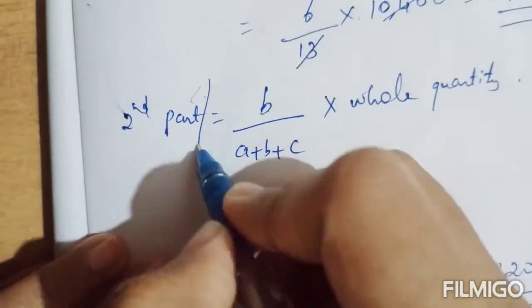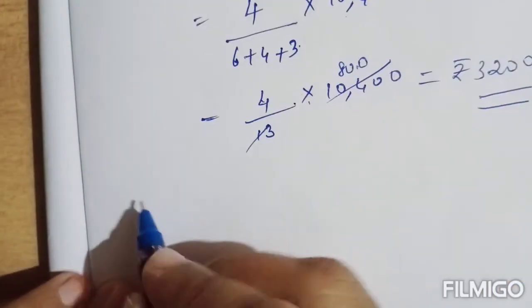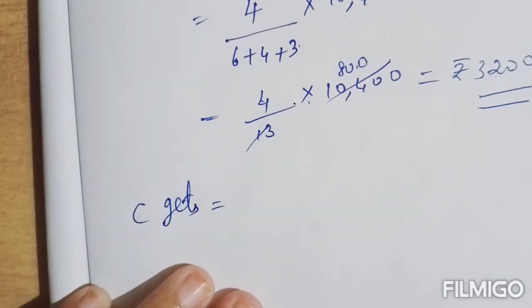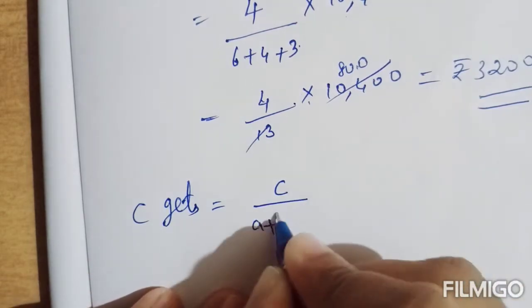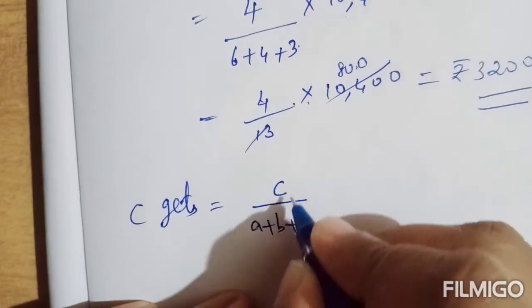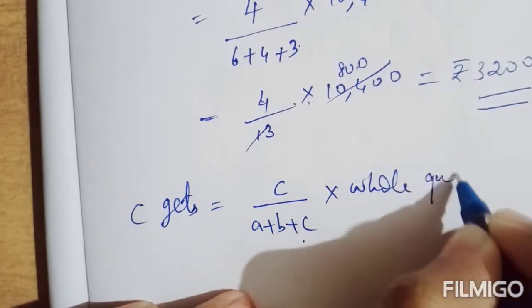Second part is the amount that B gets. Third part is the amount that C gets. Okay, C gets, how can you find it? The formula is C by A plus B plus C. This is the formula for finding the third part. C by A plus B plus C into whole quantity.